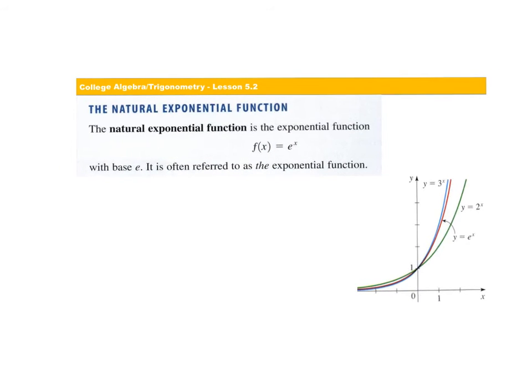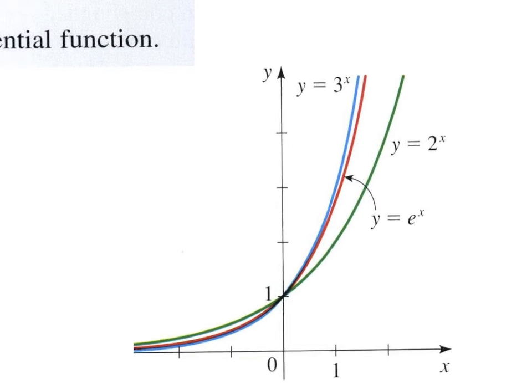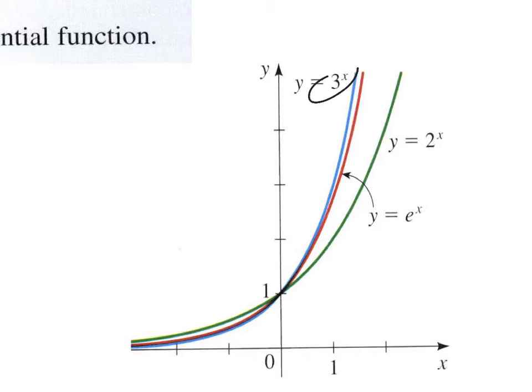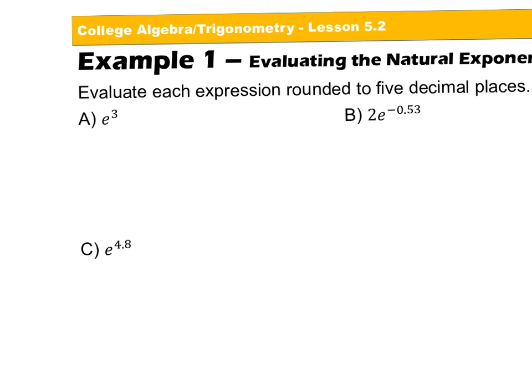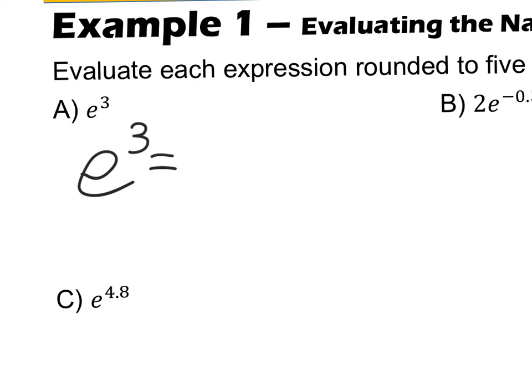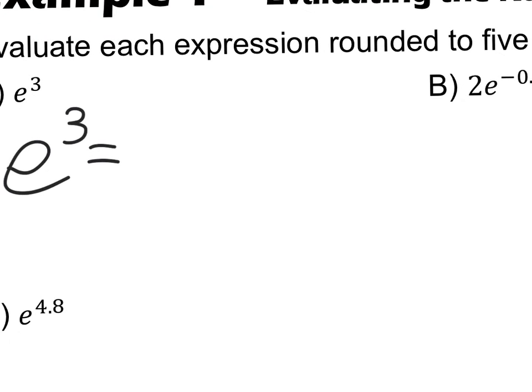So this is what the natural exponential function looks like. Everybody see here? It's similar to our exponential functions. It's just the base is always that letter e. Okay, so to evaluate it, let's practice. In your calculator, hit the e button. What is e to the third power? It says round to 5 decimal places.